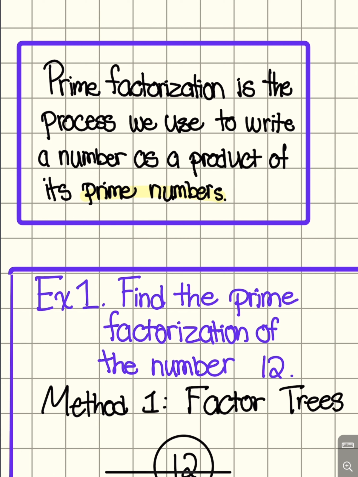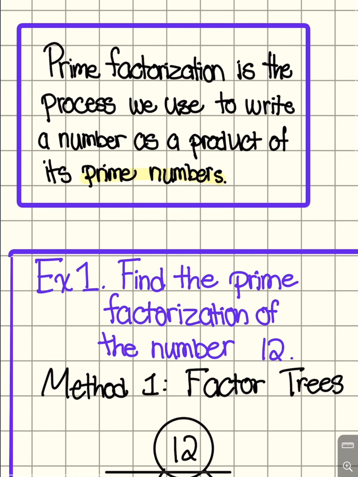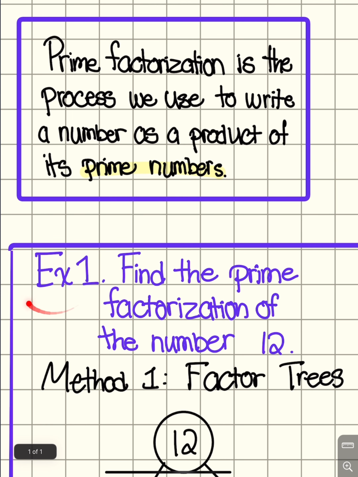In this video, I'm going to show you two different methods. First method I call factor trees. Let's take a look at it with an example. So in this case, the first example says to find the prime factorization of the number 12. And when you're using factor trees, it's a really easy method if you're able to quickly identify two numbers that multiply to make up the number you're looking for.